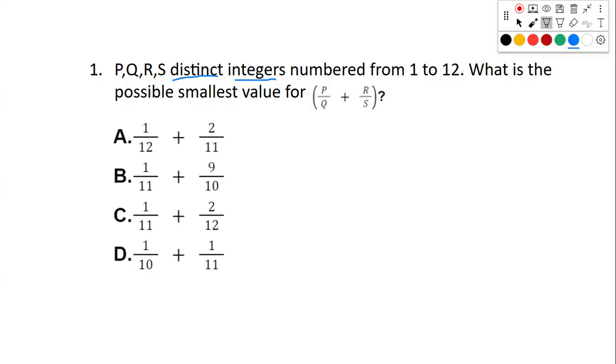Distinct numbers, they are unique. They are not same. So 1 to 12, I can't repeat it. I have to assign values to P, Q, R, S, unique values, not the same number. What is the possible smallest value for P by Q plus R by S?